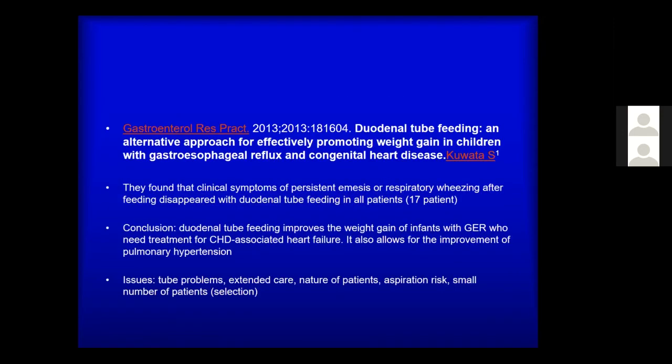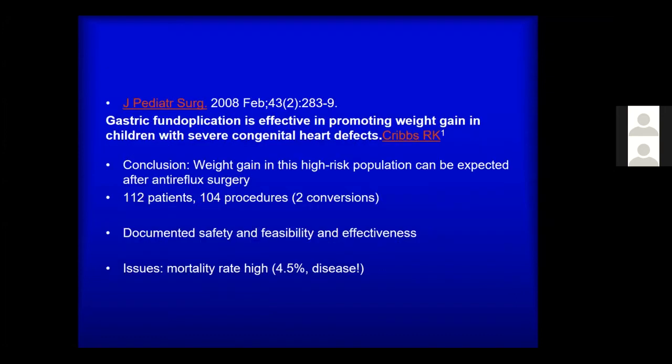Again, another study here found that clinical symptoms of persistent emesis or respiratory wheezing after feeding disappear with duodenal tube feeding. This is just an ND tube, and they concluded that these tubes will improve weight gain and improve their pulmonary hypertension. The problem here, when you put a tube like this, is how many times you need to replace it, extended care, the nature of the patients themselves, and there is still an aspiration risk, and a small number of patients will have problems with it. Another study here, talking about fundoplication and its effectiveness in those patients, concluded that weight gain in this high-risk population can be expected.